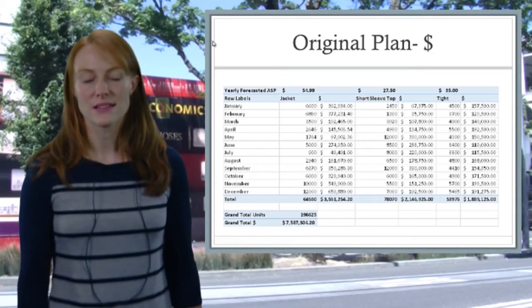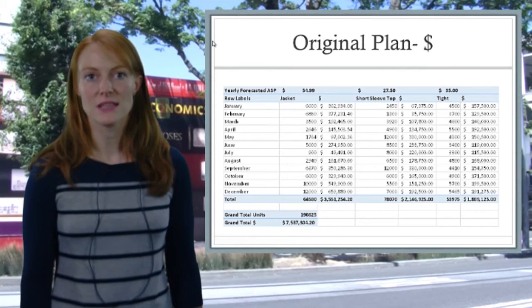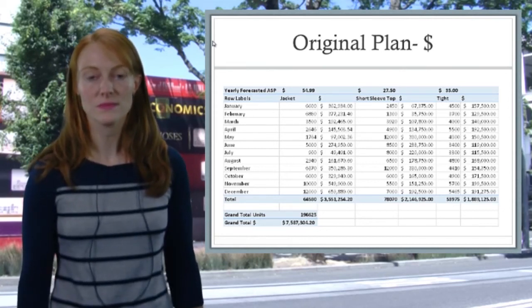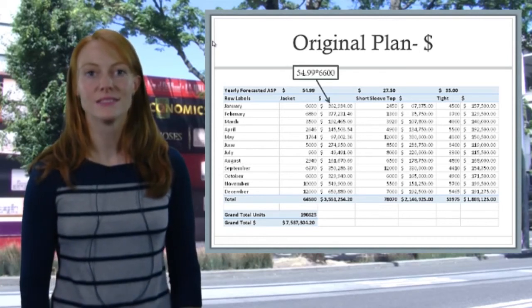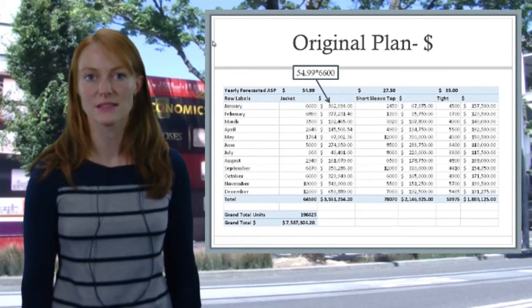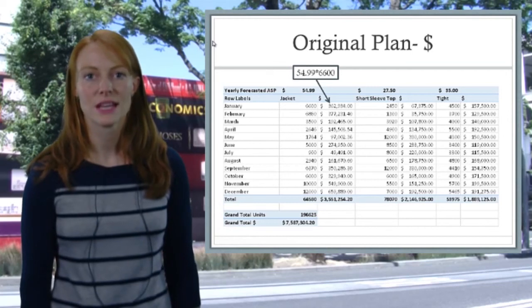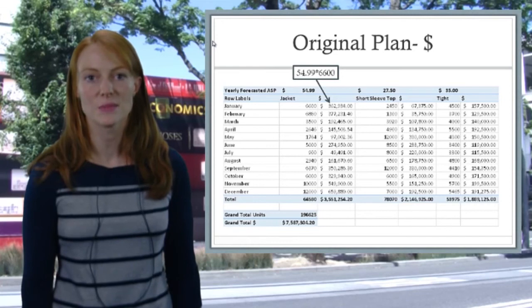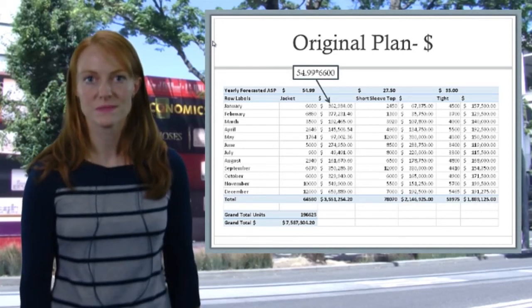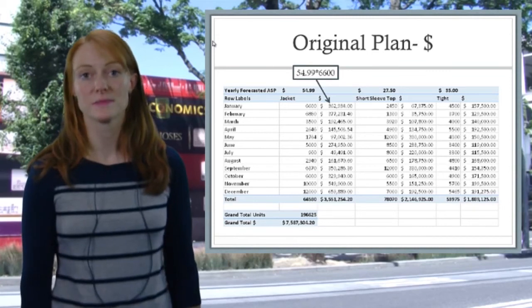Net sales is always going to be ASP times anticipated demand. I'm going to multiply my number of units times my ASP to get my anticipated net sales. So here we've done this out, and I see that my grand total in this case is about $7,587,000 from our original plan.